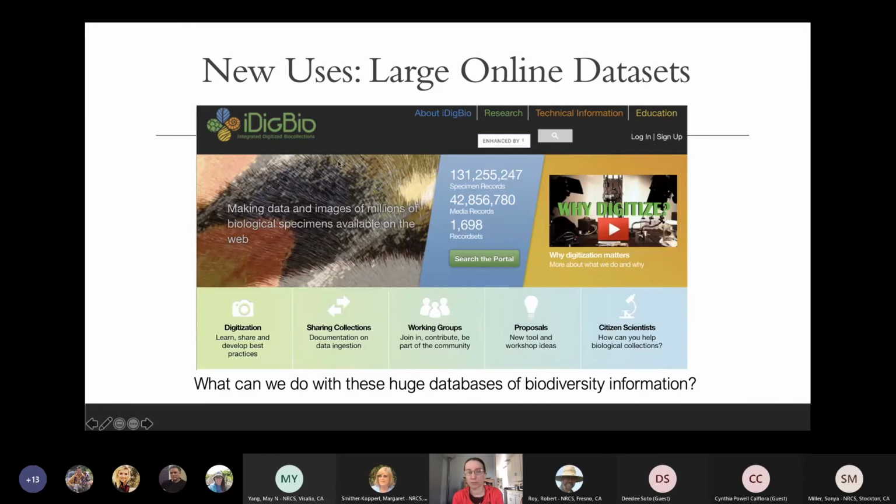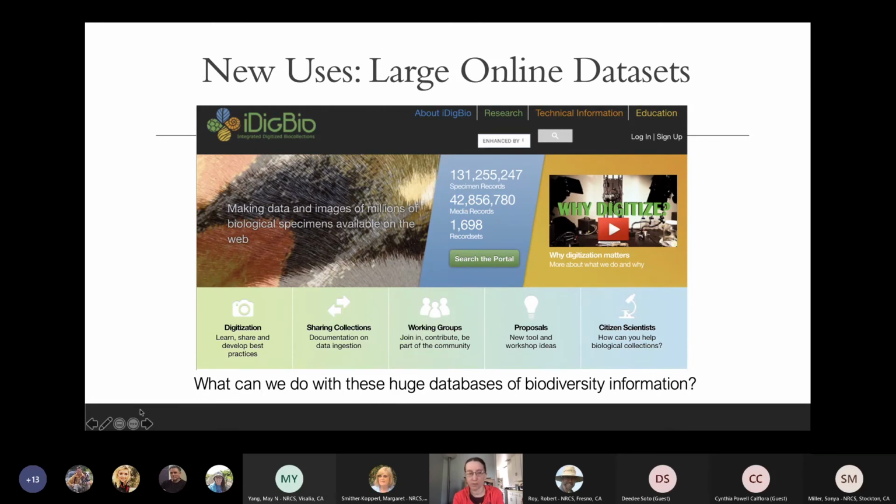So one of these large online data sets is this iDigBio website, which is a National Science Foundation funded project that's been running for over a decade now. And you can see that this database has 131 million records as of a few days ago. And this is aggregating collection data from all kinds of different plant collections, animal collections, fungi, algae, all kinds of different things. It's, as it says here, making data and images of millions of biological specimens available on the web. And so this was a big push at the National Science Foundation in the past 20 years or so to digitize a lot of different specimens and make their data available to aggregate and to do all kinds of different studies with.